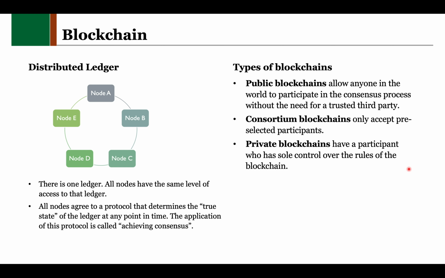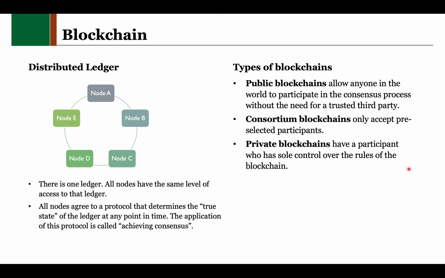And essentially, a blockchain is an implementation of a distributed ledger. All blockchain nodes adopt a distributed consensus algorithm to guarantee data consistency. There are 3 types of current blockchains: public, consortium, and private.